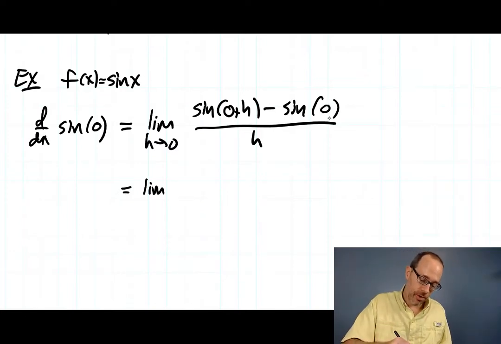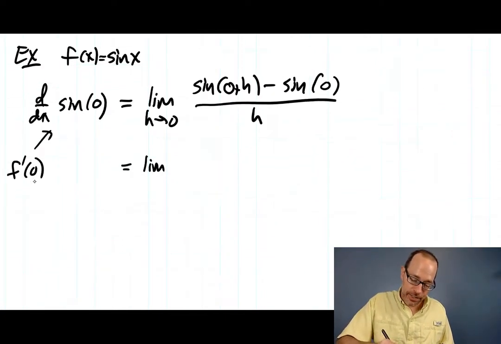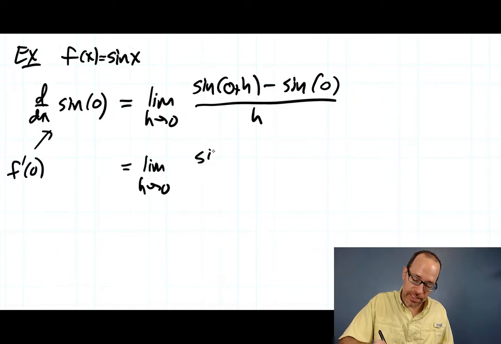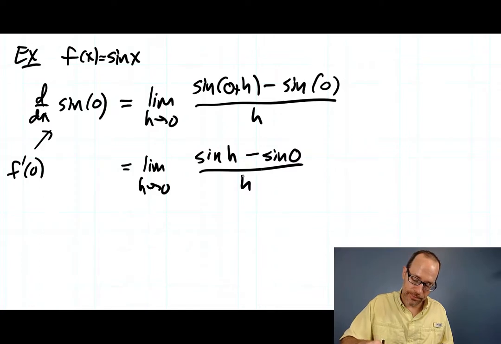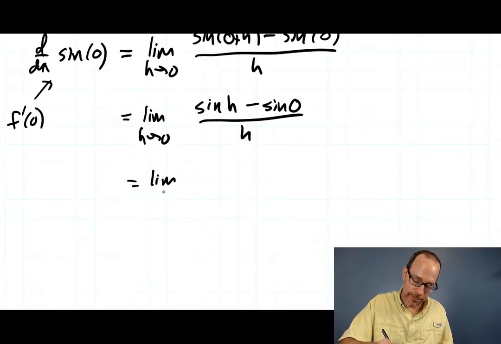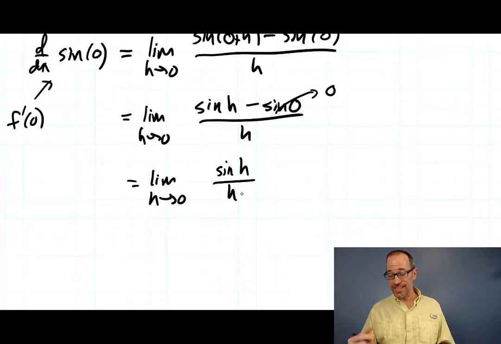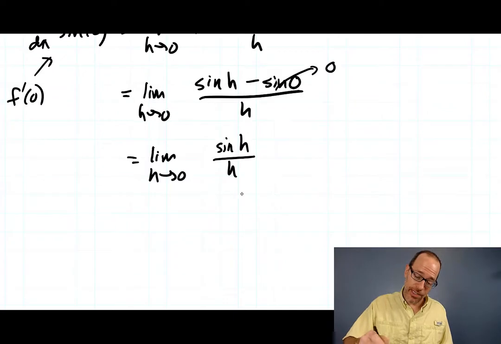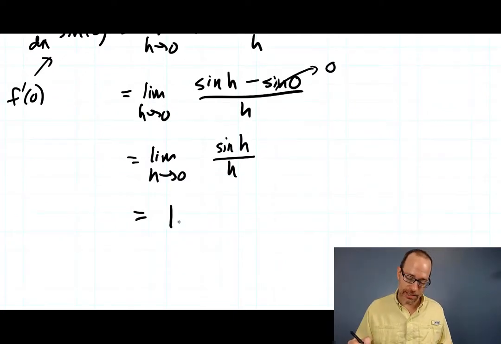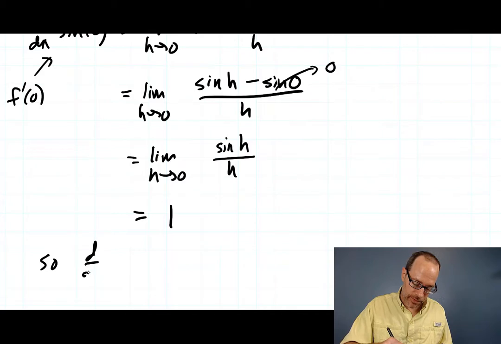So alternately, you could have written this as f prime at 0. So it's the limit as h goes to 0 of sine h minus sine 0 all over h. Now sine 0 is 0, so we just have sine h all over h. And we did this limit. Remember, we usually used an x, sine x over x, but sine h over h. We did that using the squeeze theorem, and the answer is 1. So the derivative of the sine function at 0 is 1.